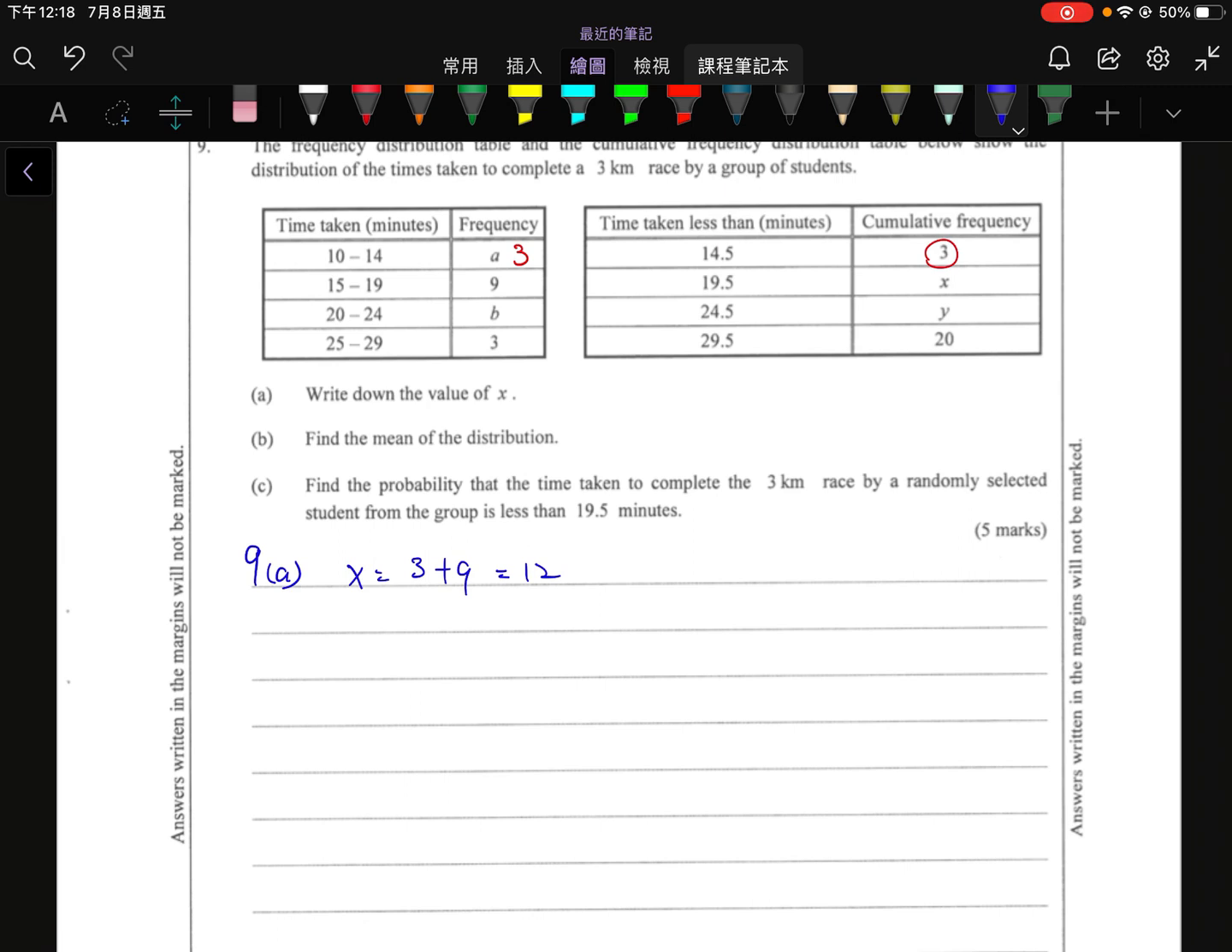Okay, now you need to find the mean of the distribution. In order to find the mean, you need some concept about the class mark. But before that, we'd better find the frequency of every group, every row. Now we have A already. A is equal to 3, so we can erase A. But we still have another unknown, B. Then what is B?